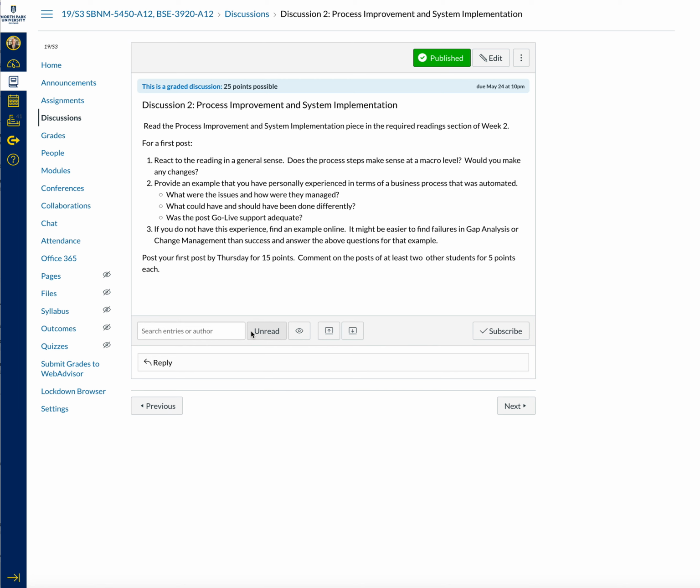If you do not have this experience, find an example online. It may be easier to find failures in gap analysis or change management than successes, and then answer the questions for that example if you can. You should post your first one by Thursday or Friday, so that gives you time by the Sunday to comment on at least 2 other students.